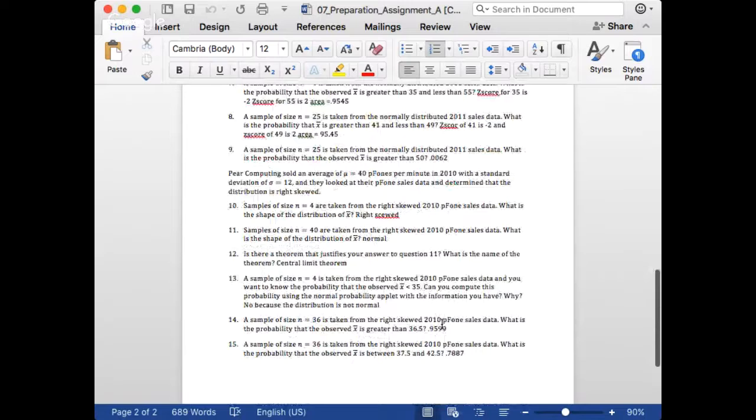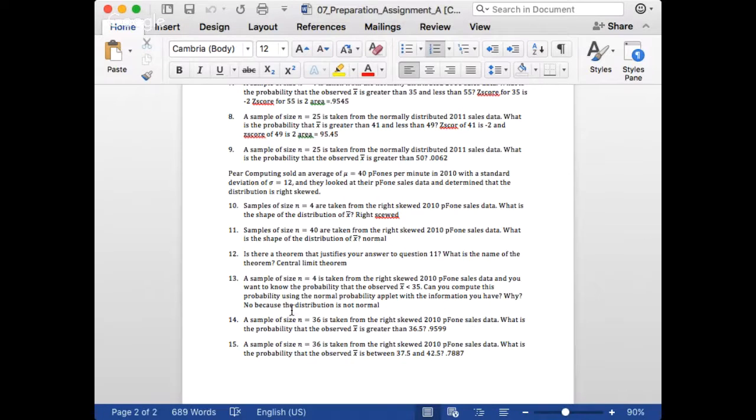All right. 13. Someone want to read this box? I can do that. A sample of size n equals 4 is taken from the right skewed 2010 phone sales data, and you want to know the probability that the observed X bar is less than 35. Can you compute this probability using the normal probability applet with the information you have? Why? Go ahead.